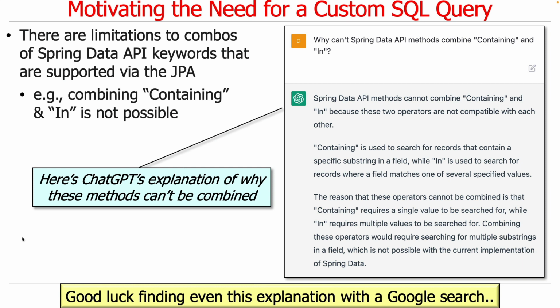And they say containing is used to search for records that contain a specific substring in a field, which is correct, while in is used to search for records where a field matches one of several specified values. And then it says you would end up with conflicts and confusing semantics and so on and so forth. I'm not entirely sure that's the best explanation, but that's what it was able to come up with, which was better than any Google search I ever did.